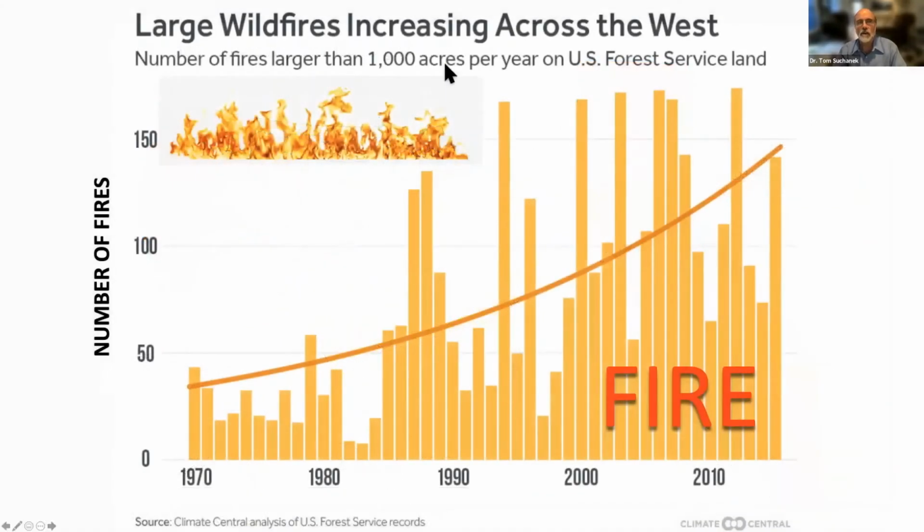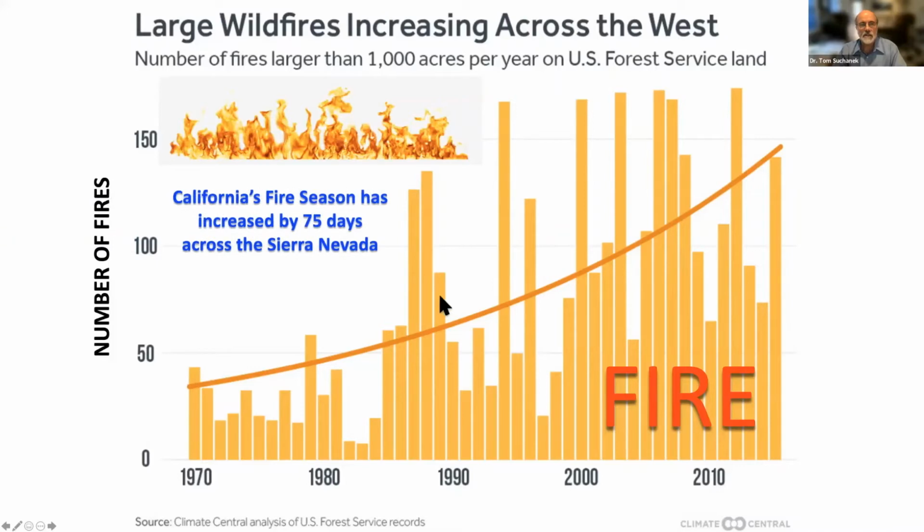Let's take a look at wildfires greater than 1,000 acres on Forest Service land. On the left, we have the number of fires. Each one of these bars is one year, and on the bottom, from 1970 to about the present. You can see that in the 1970s, there wasn't much going on. We had a few fires, 50 fires or so. But as we come closer to the present time, it's highly variable. However, this orange line is the running average of the abundance of fires, and it just keeps going up, trending towards an exponential increase.